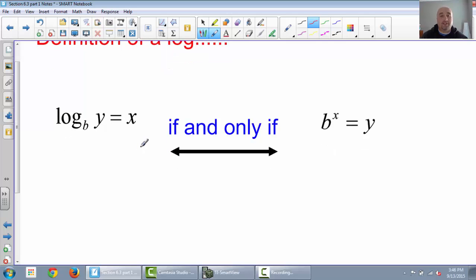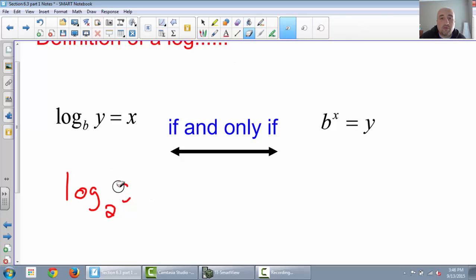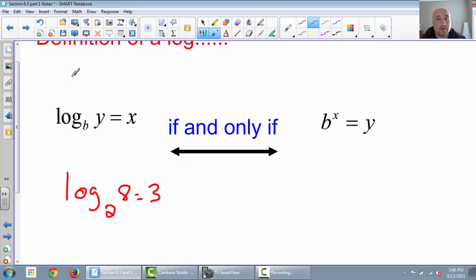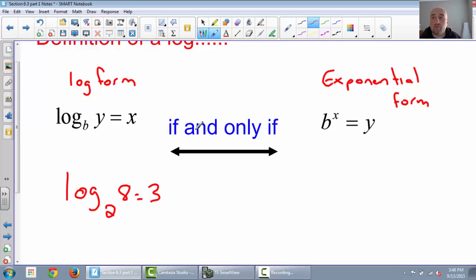Okay, so let's see if we can come up with an example of this working. Log base 2 of 8 equals 3. I was making too many mistakes, so I switched this around. Okay, this side right here is called log form, and on the right is called exponential form. And you can go back and forth from one form to the other.